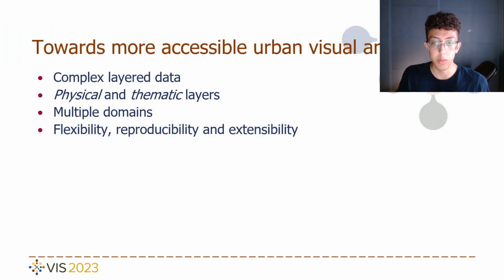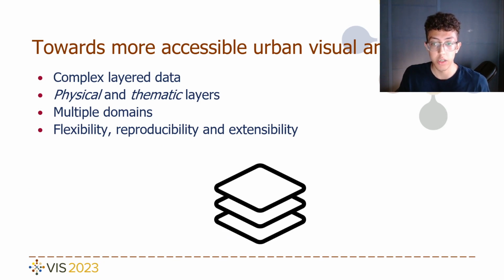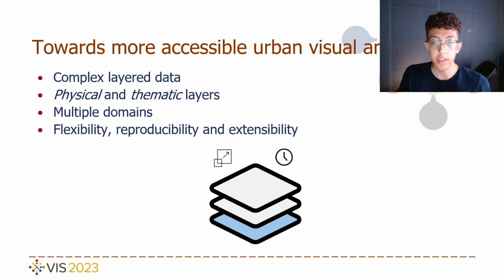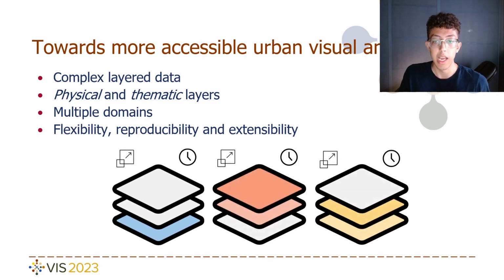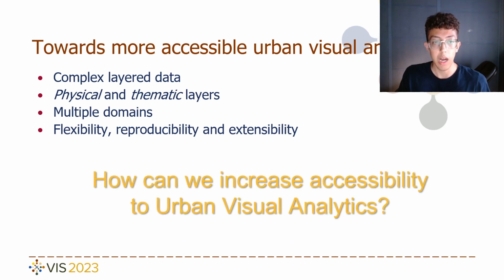Acknowledging all the presented challenges, our goals are: support the analysis of layered 3D or 2D urban data from multiple sources and formats, allow the use of different physical and thematic layers across scales and time, facilitate analysis across different domains, and do all of that while preserving flexibility, reproducibility, and extensibility. All of that brings us to our initial question. How can we increase accessibility to urban visual analytics?